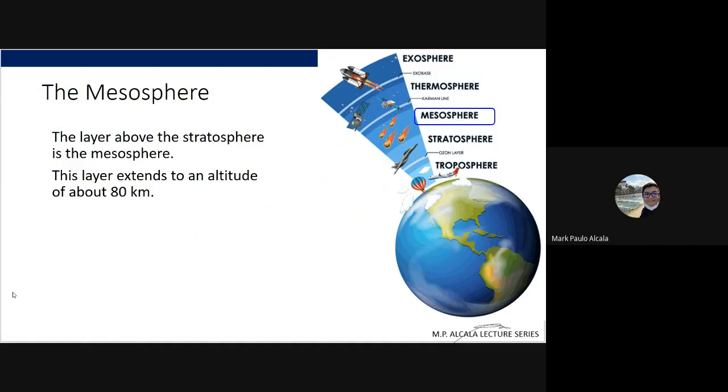This is the layer that protects us from meteorites. Okay? So look at the diagram. The cold counteracts the meteorites.